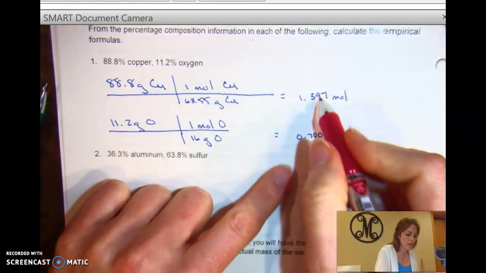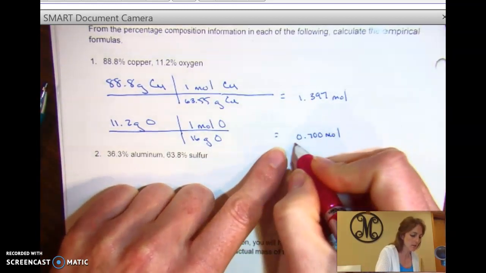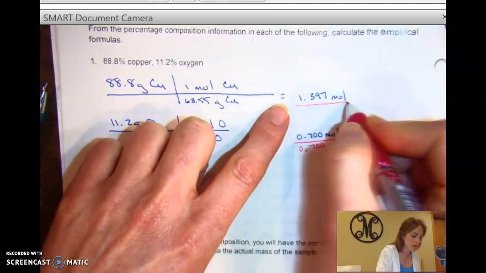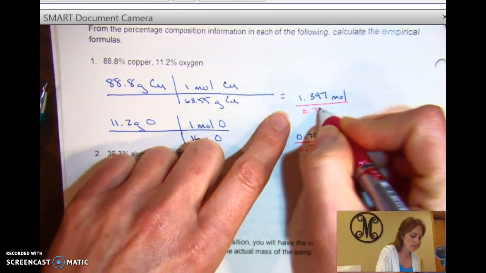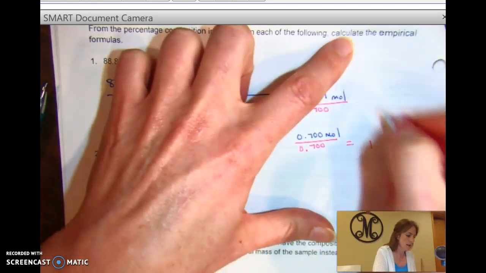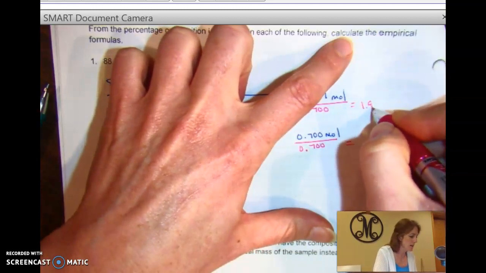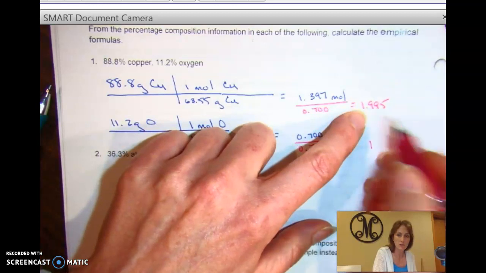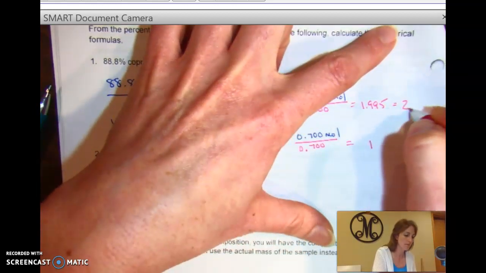So now divide by small. You pick the smallest of these 2 numbers. Well, it's 0.7. You divide them both by 0.700. Whatever you do to this one, you do to this one. And when you divide, you get 1 here. Now, this one is 1.995. That is so close to 2. We're going to round that to 2.